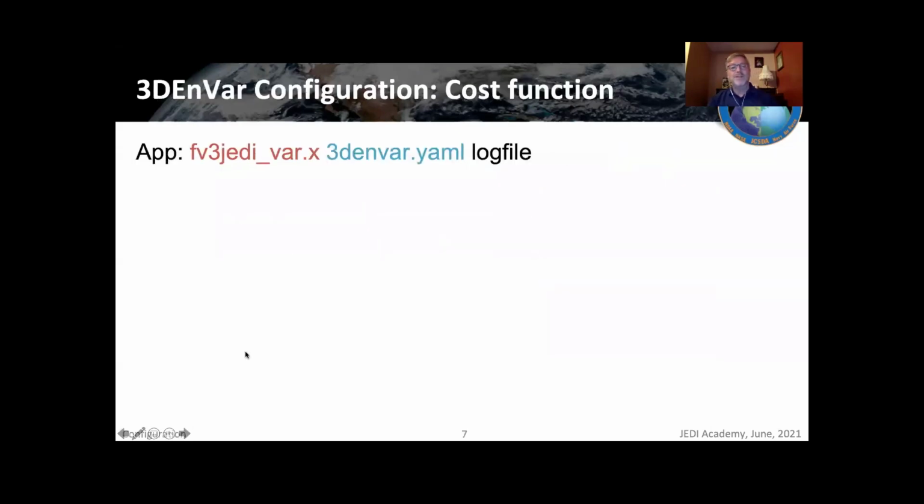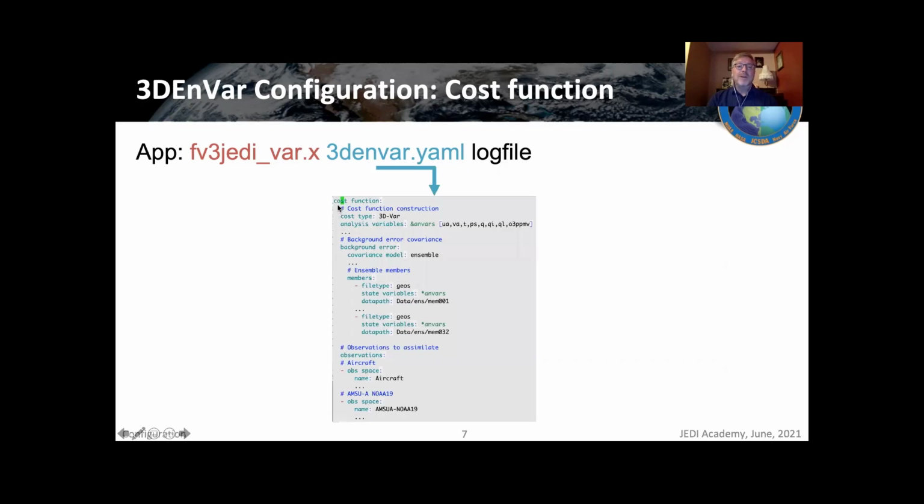Then the second step was to run the 3DEnVar. So that uses this jedi_var.x application, and you give it a YAML file to control the 3DEnVar, and then a log file to record the results. So in this case, you have this cost function section, and when you make an indentation in the YAML, you get a nesting of things.